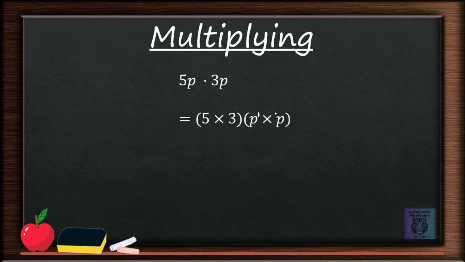So there's a little one there, there's a little one there. So 5 times 3 is 15. b, 1 plus 1. So that would be 15b to the power of 2. And also there's nothing else that we can do, so that would be our final answer.